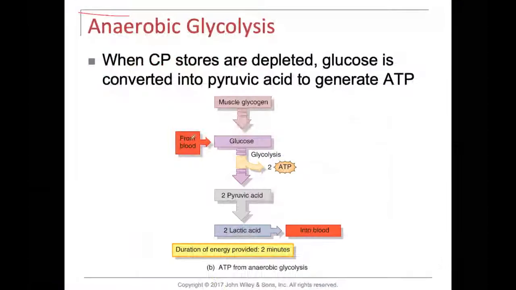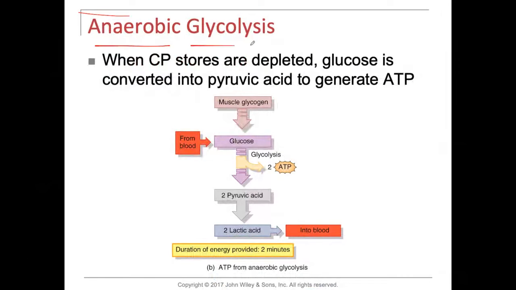In this next short video, we'll be talking about anaerobic glycolysis. Now, we have glycogen. What is glycogen? All it is is glucose that's stored. You can store glucose in the liver and you can store it in muscle. So here we have muscle glycogen, that can be converted into glucose.